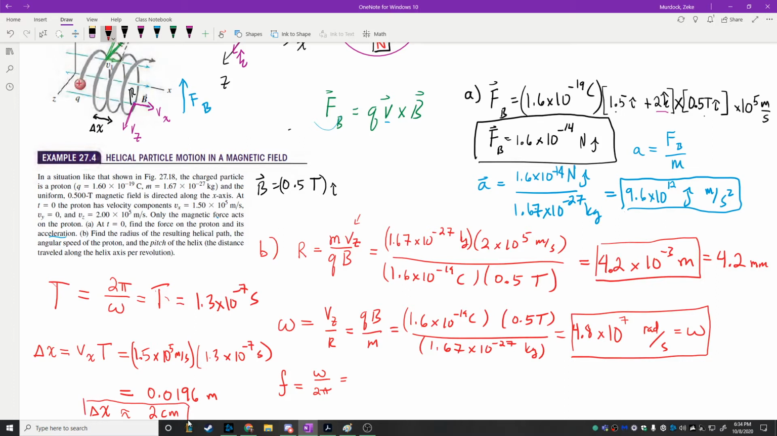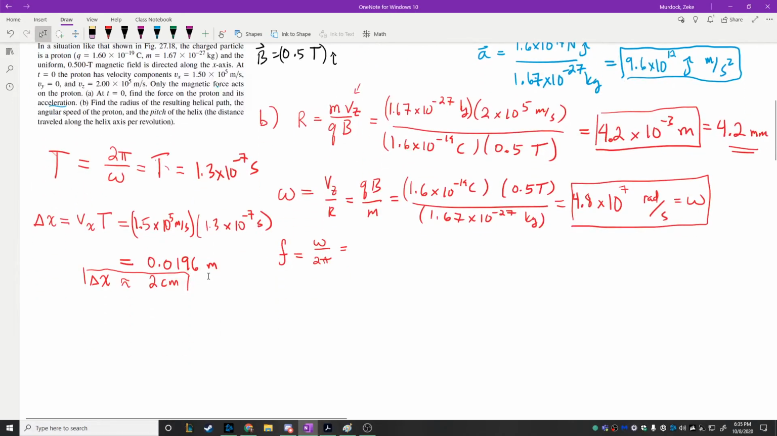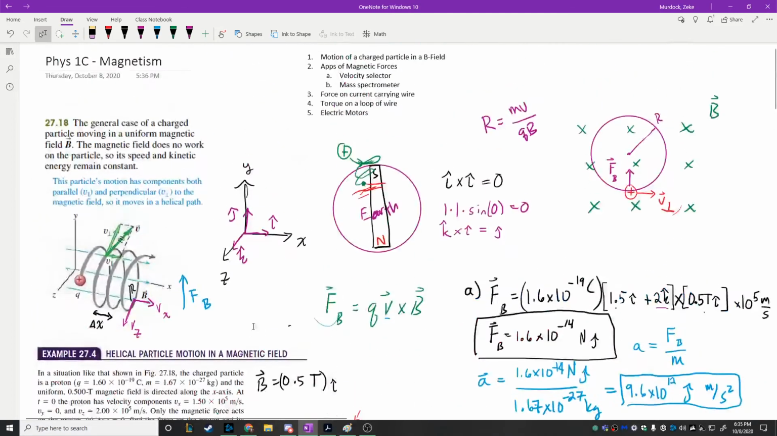It travels quite a bit farther in the x direction compared to the diameter of its path, right? The diameter of the path is about 1 centimeter, but the delta x is 2 centimeters, so it's about double, I guess. Okay, there's a problem related to the helical motion of this particle. Does anyone have any questions? All right. Moving right along.